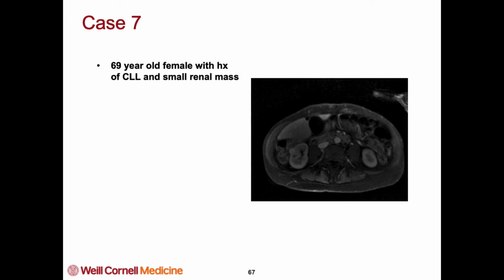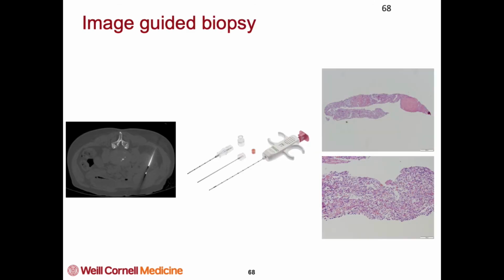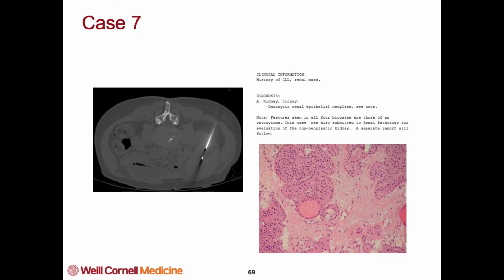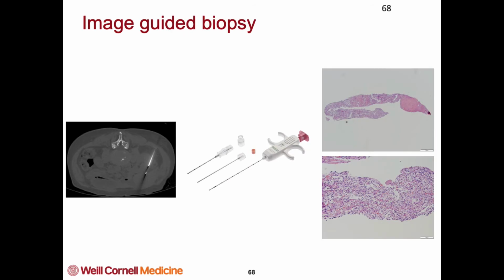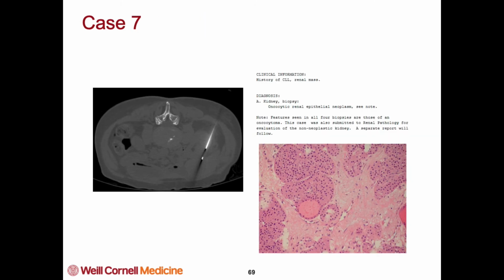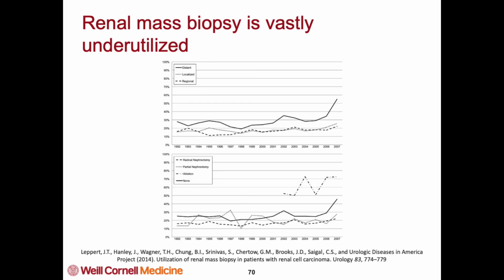So, kidney biopsy. It's something that we do. This was a woman who had CLL and a small renal mass. I did a renal biopsy and it came back oncocytoma. So we relieved her stress that this was a renal cell carcinoma.